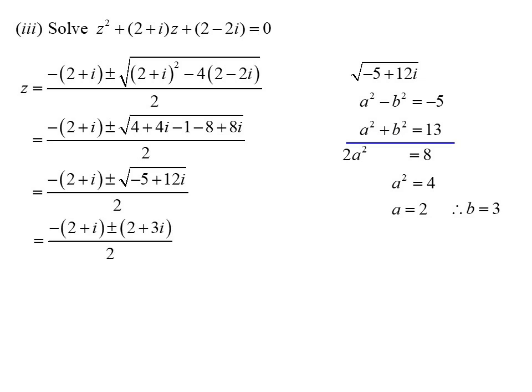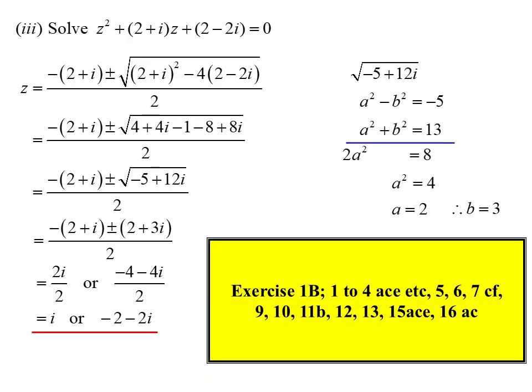Okay, now we just tidy this up. I end up with two answers there, i or negative 2 minus 2i. Now you might have spotted that. Remember I said what multiplies together to give 2 minus 2i adds together to give 2 plus i. Well, you might have spotted that. Probably you wouldn't. So we'd go through our quadratic formula. So that's finding the square root of our complex numbers.